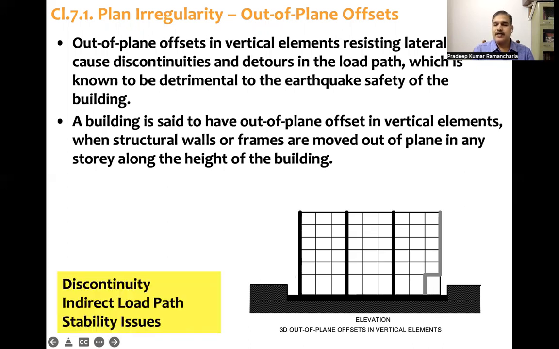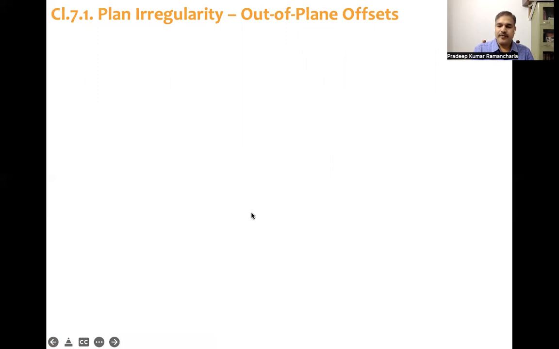Now, out of plane offset leads to discontinuity. That means there is non-availability of a primary load path. Earthquake force is the induced inertia force. From the diaphragm level, it is fed to the vertical resisting elements. From there, it is always advisable to go for a direct load path, in its own plane. So when this out of plane offset is there, it leads to an indirect load path, and that leads to stability issues. Let me show that in detail.